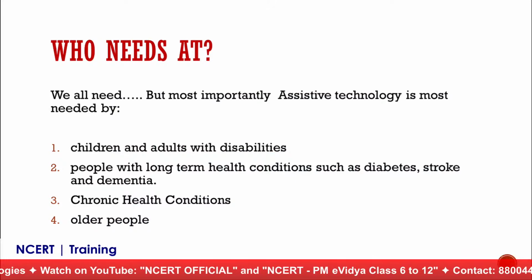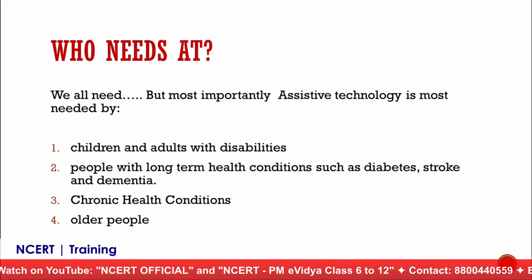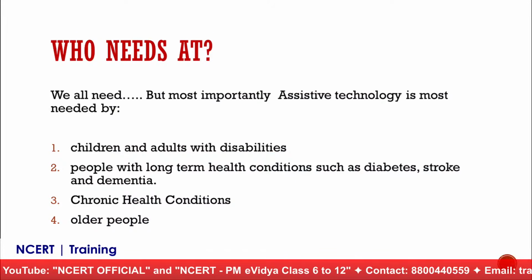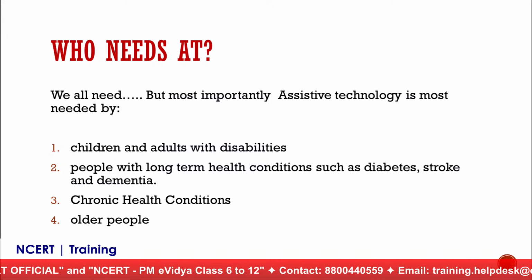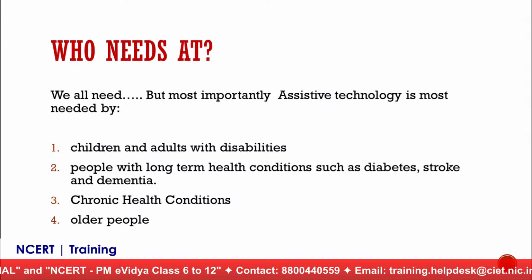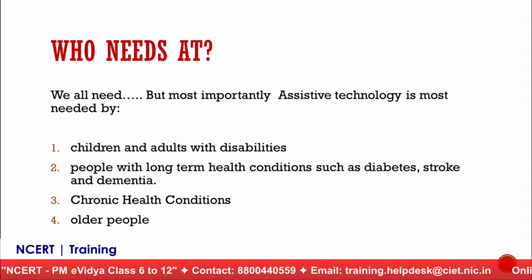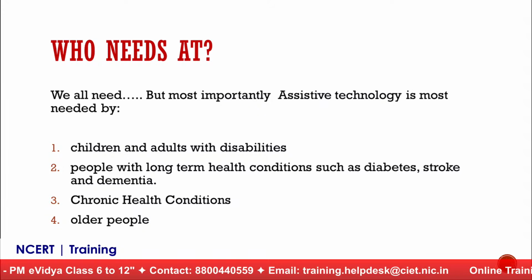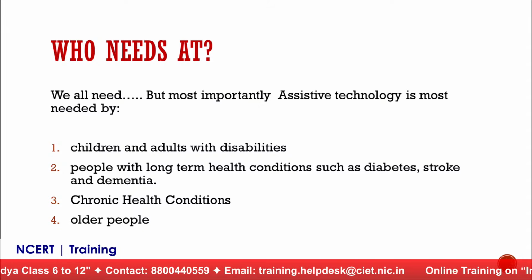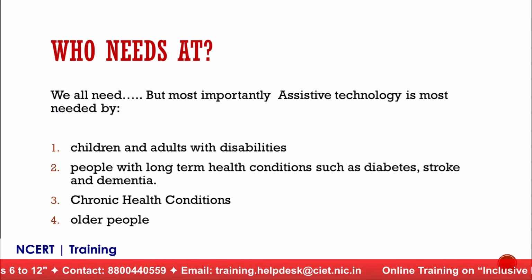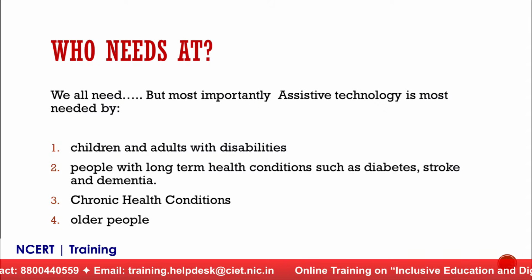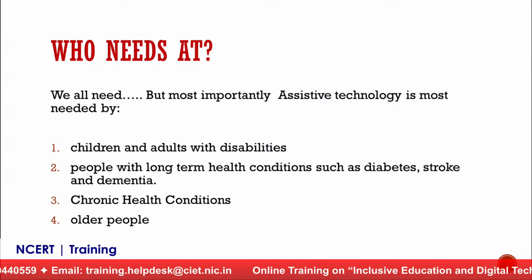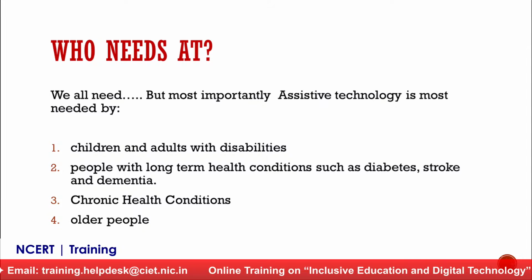But people with long-term health conditions like diabetes, stroke, dementia also need assistive technology. Older people need assistive technology, and also people with chronic health conditions. And by using assistive technology, the caregiver's load also reduces, because caregiving is a very, very tedious task. So this really eases the caregivers also.